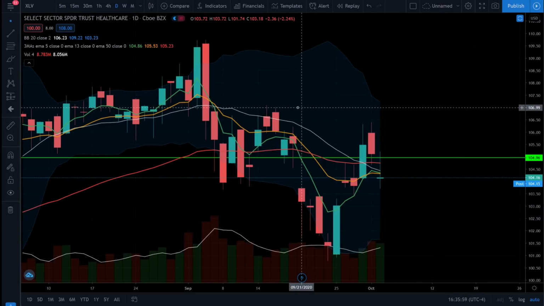So remember, with a negative sloping 20 simple moving average, the healthcare sector still has that medium-term bearish trend, and we would like to snap that as well so that we could be more confident in this bullish rally.